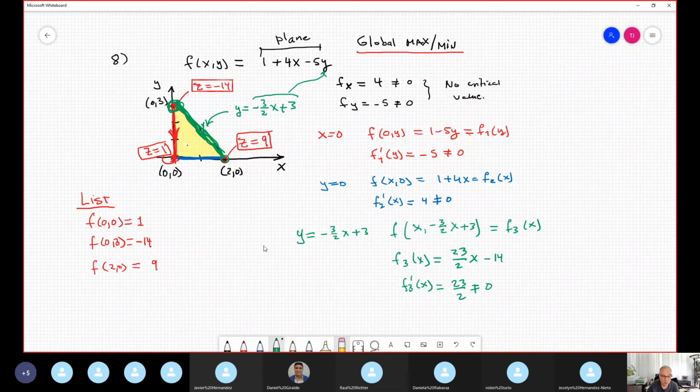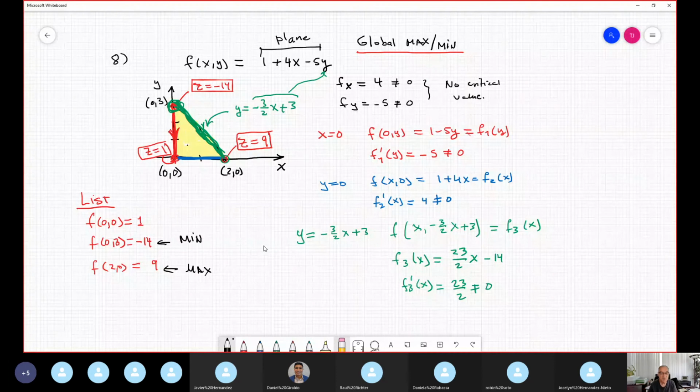Just what is the global min and what is the global max? It's obvious that this is the global min, negative 14, and this is the global max. End of the story. I finish. Super easy.